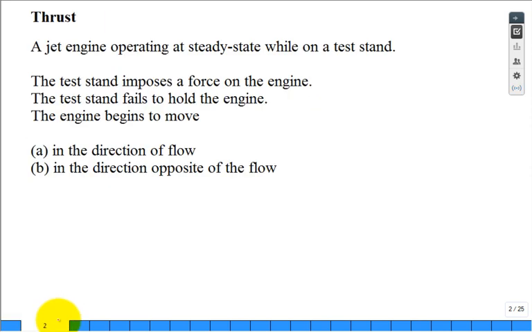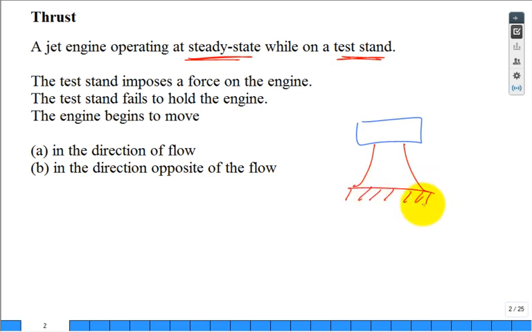Here's a question on thrust. It'll be a clicker question. We have a jet engine. It's operating at steady state while on a test stand. So it's maybe running full power on a test stand. So here's my rendition of the jet engine. Here's my rendition of the test stand. All right. We'll say that the flow direction here is the inlet air. Here is the outlet air going out. So that's the direction that the engine's being run, full power on a test stand.